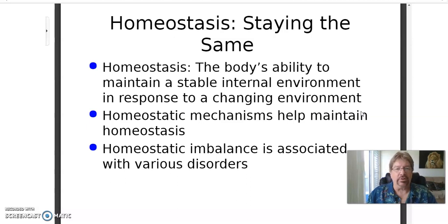But not only that, but many, many other things. The amount of oxygen and gases in the blood, the pH of the blood, the blood pressure and pulse rate, and so many other things. Collectively, this is called homeostasis. Important word to know. And they define it as the body's ability to maintain a stable internal environment in response to a changing external environment.